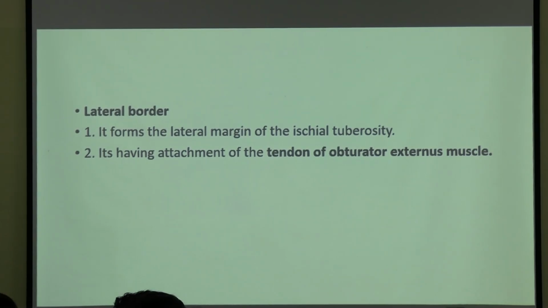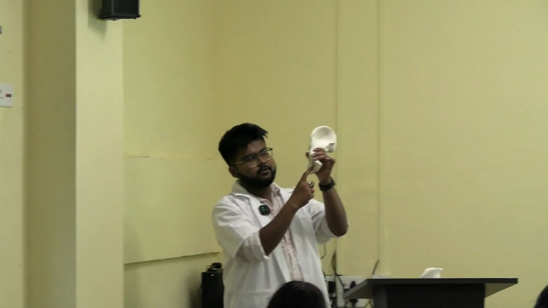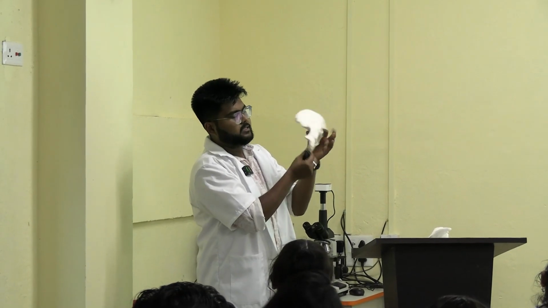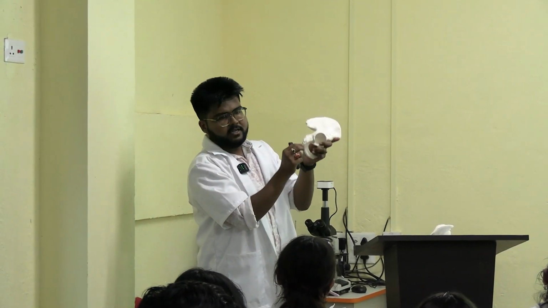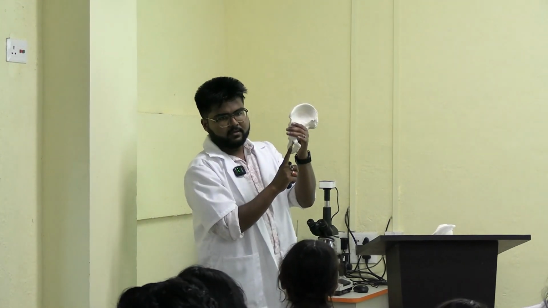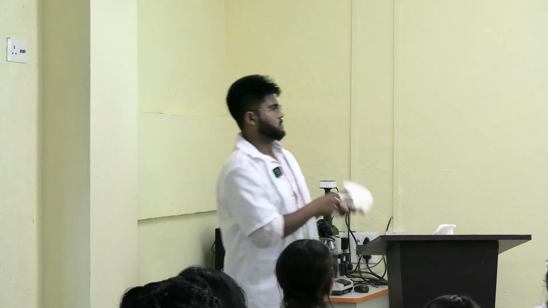Next are the surfaces. This is called the femoral surface. It is present in between the anterior border and the lateral border. Another is the pelvic surface, and another is the dorsal surface. So 3 surfaces are present here: femoral, dorsal and pelvic surface.